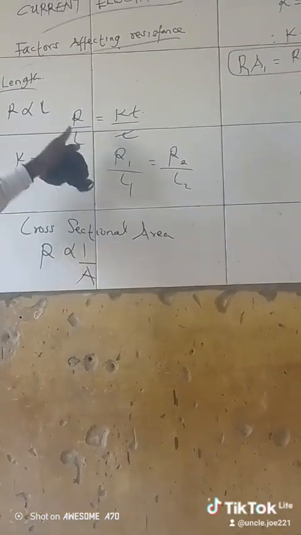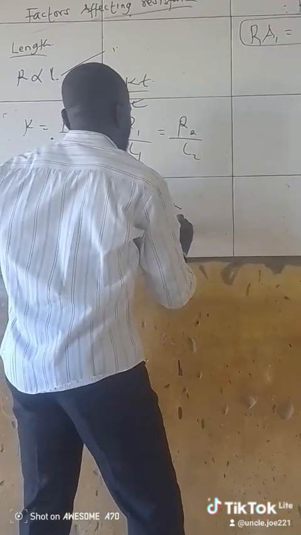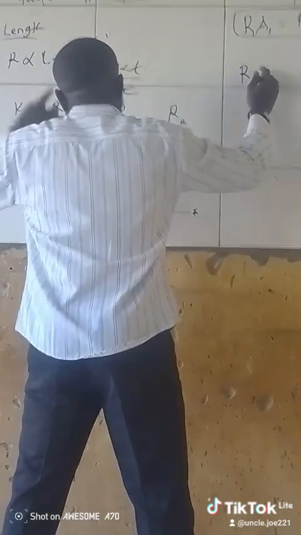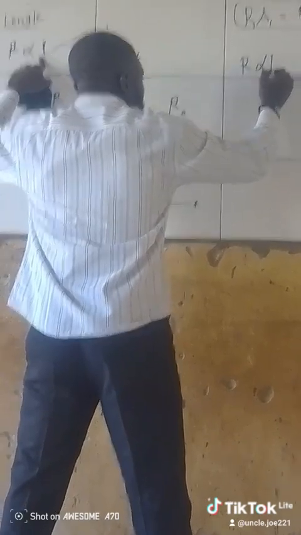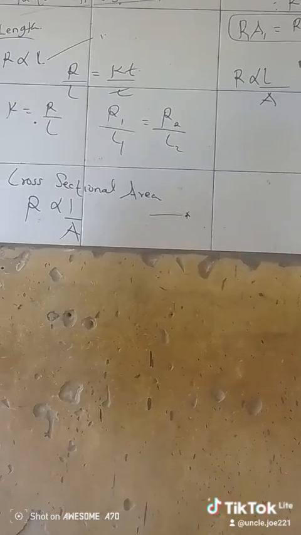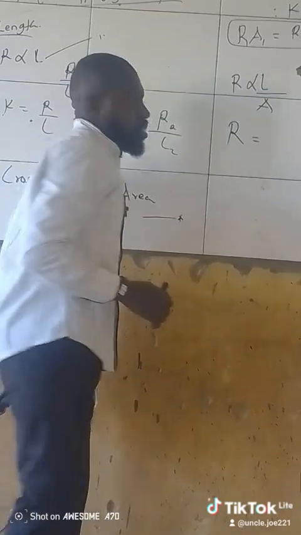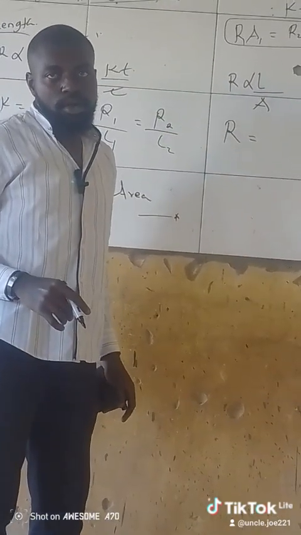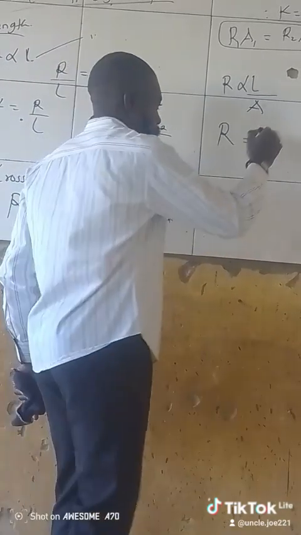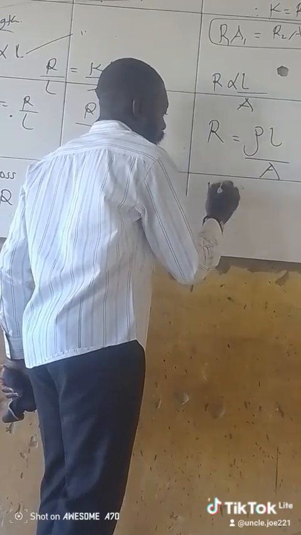Now I want to combine equation 1 and this equation. The resistance is directly proportional to L and inversely proportional to cross-sectional area. Now I'll bring in my constant. This constant will not be K, it will be something like this, rho. It will become rho L over A.